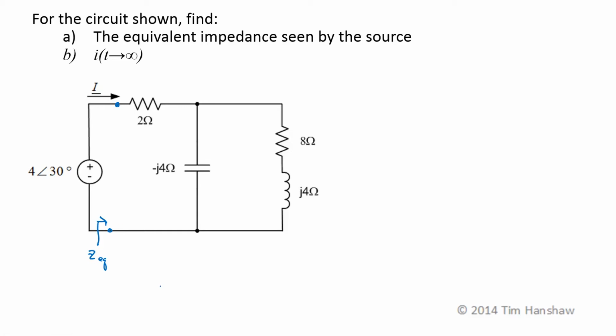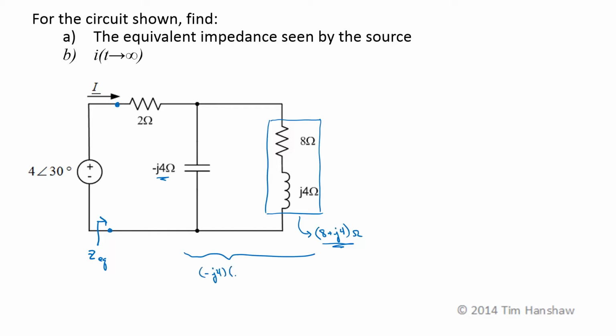As with finding equivalent resistances, equivalent impedances can be in series or parallel. So I have two impedances here in series. The equivalent impedance will just be the sum of these two, so this becomes 8 plus j4 ohms. This impedance is in parallel with this negative j4 impedance, so the equivalent impedance of this side of the circuit is going to be the product of the two, minus j4 times 8 plus j4, over the sum of the two, which is minus j4 plus 8 plus j4.